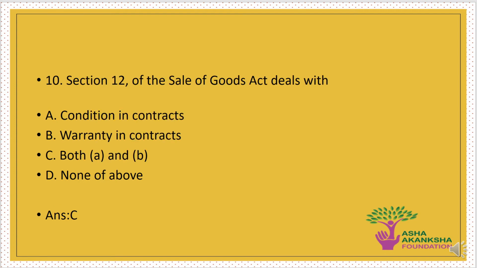The next question is: Section 12 of the Sale of Goods Act deals with which of the options: A. Condition in contract, B. Warranty in contract, C. Both A and B, or D. None of the above. The correct answer to this question is option C, that is both A and B, which means that Section 12 deals with the condition in contract as well as the warranty in contract.